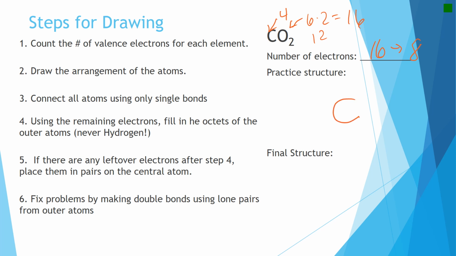You try to make it as symmetric as possible, putting carbon in the center. Typically, the first element is always going to be in the center unless it's hydrogen. Then it'll be on the outside. I'm going to surround it by my O's. Connect all atoms using single bonds.